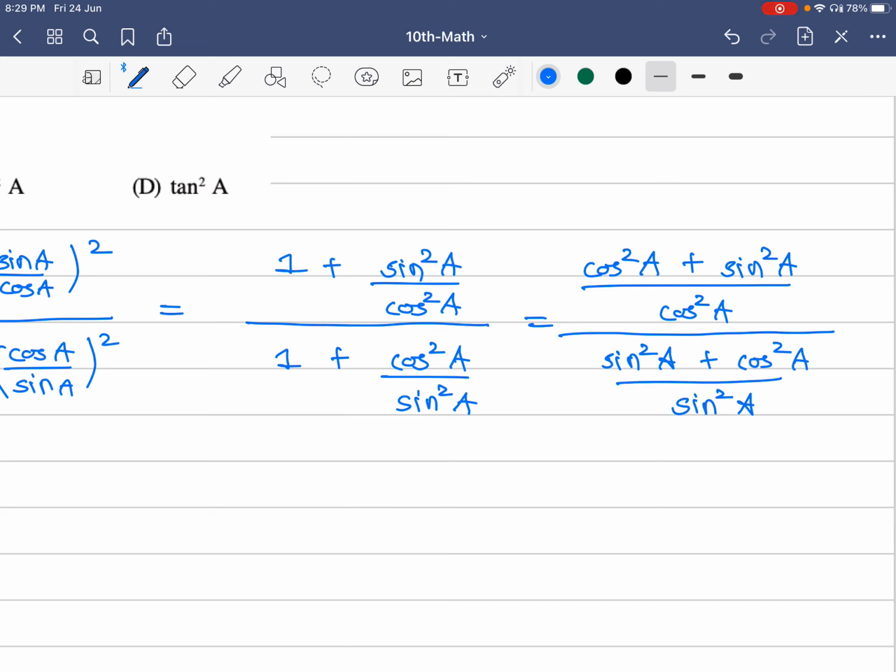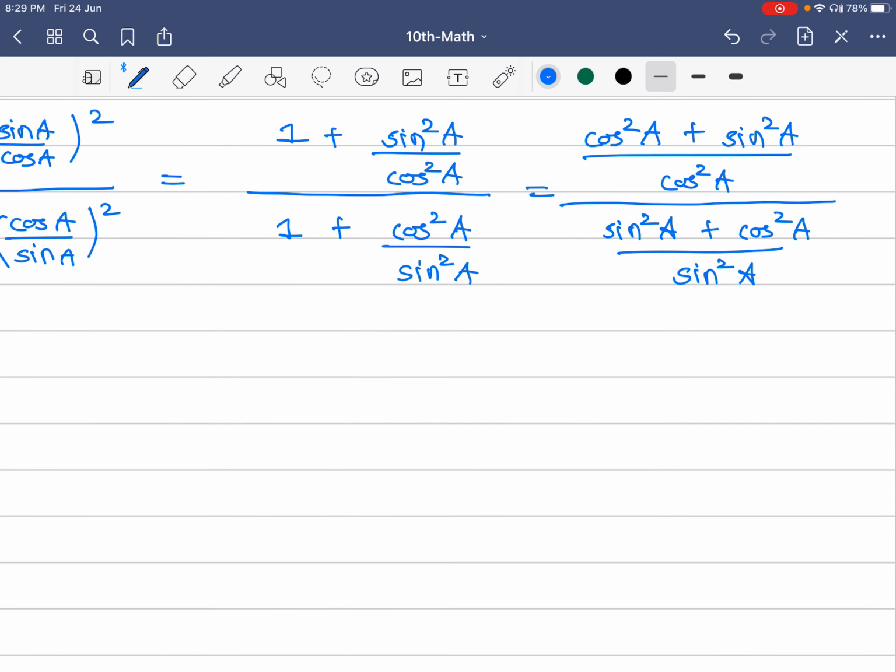Okay, so now once again we have got a trigonometric identity, a very simple one. Sine square a plus cos square a is equal to 1. So let's come down here. So this is going to be equal to 1 the whole divided by cos square a, divided by 1 divided by sine square a.